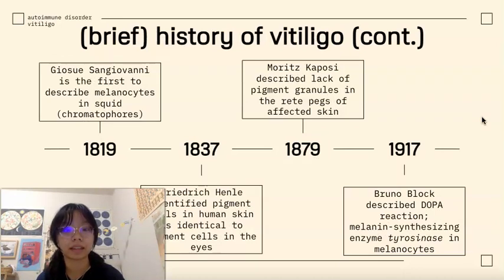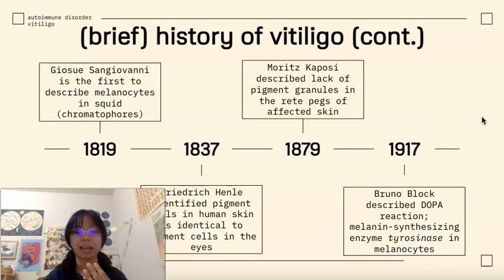By 1837, 1879, 1917, it was understood that vitiligo is just changes in skin pigment.